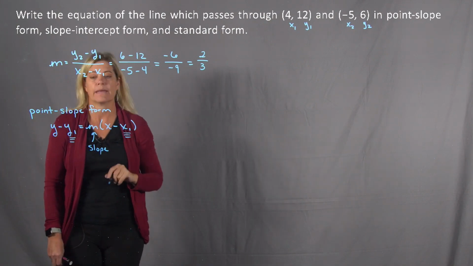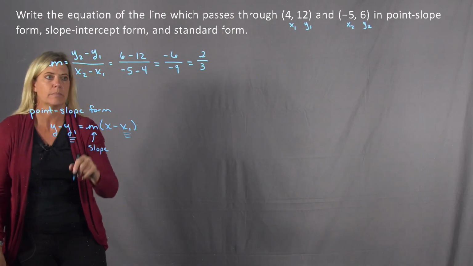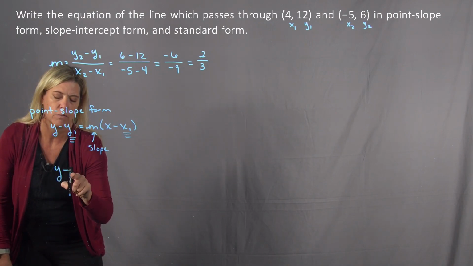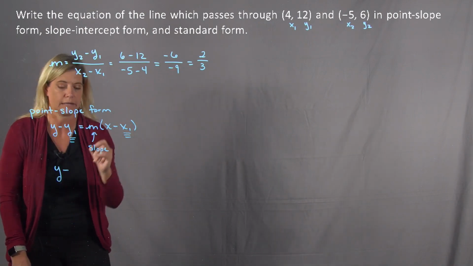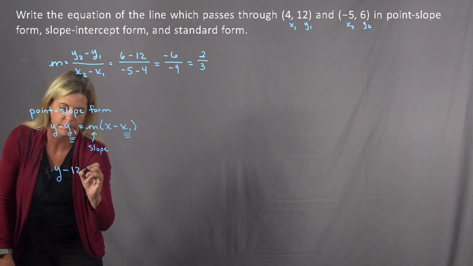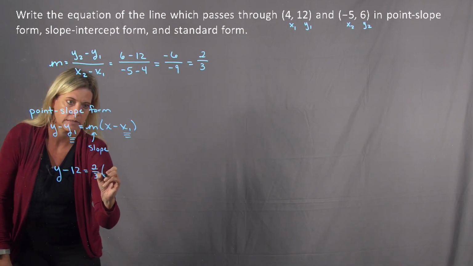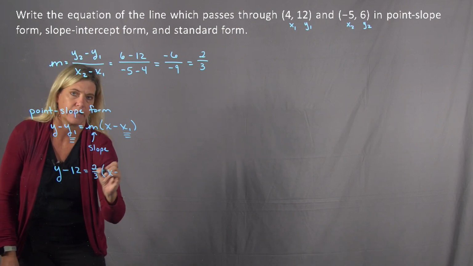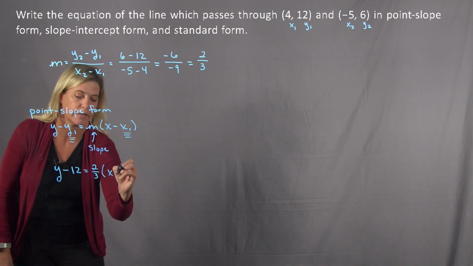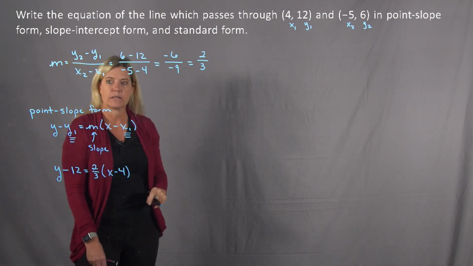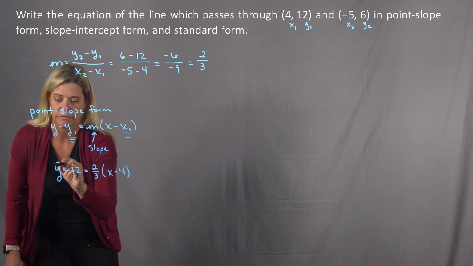So when I use what we have over here, we know our slope is 2/3. So we're going to get y minus y sub 1, which we used as 12 over there, is equal to 2/3, the slope, times x minus x sub 1, and x sub 1 over there we said is 4. So this is the equation of the line in point slope form.